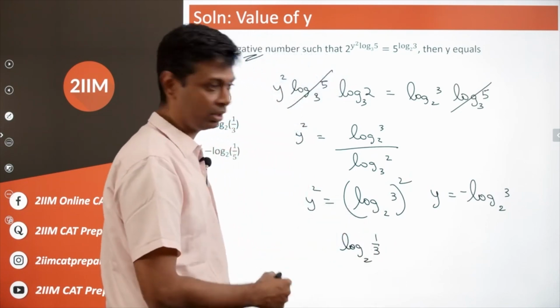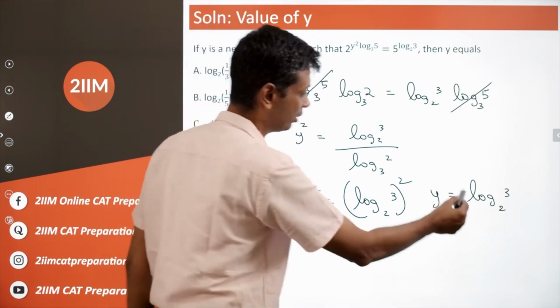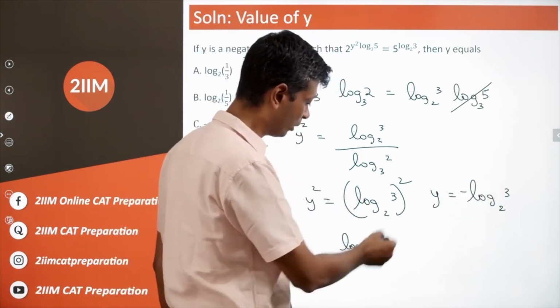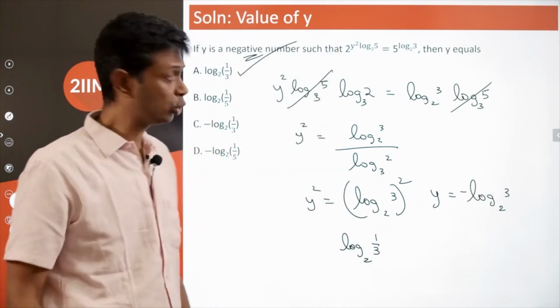2 power something is 3. 2 power minus of something, minus of the same thing, will be 1 by 3. So minus log 3 to the base 2 is nothing but log 1 by 3 to the base 2. We're looking for a choice that says that. It's just this. Beautiful question.